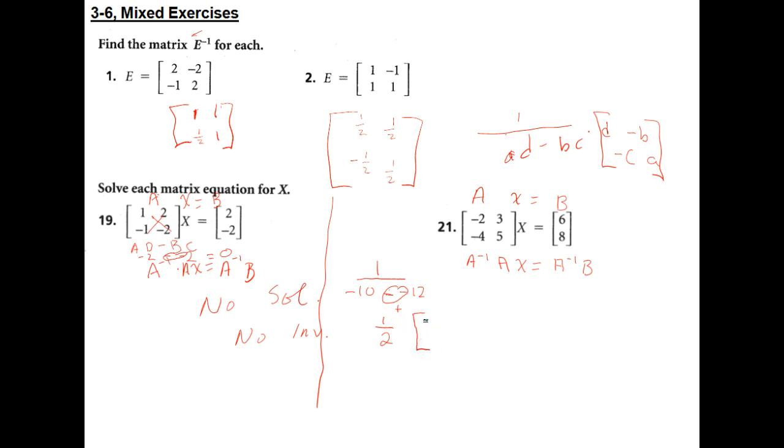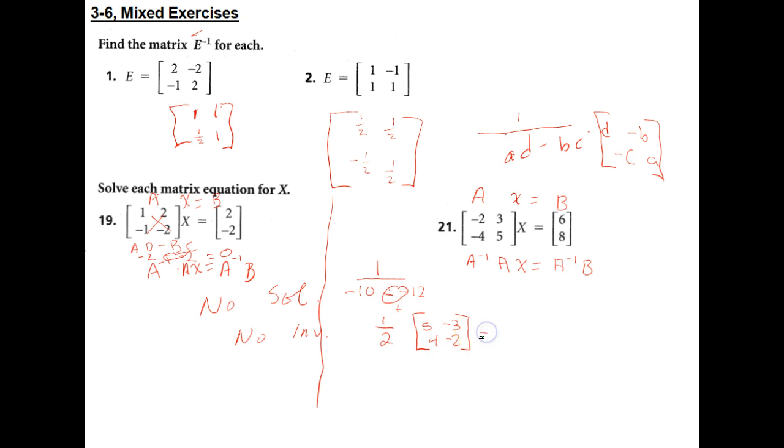So D and A switch spots. So this up here is 5. This is negative 3, and 2, oh wait, 4. All right.